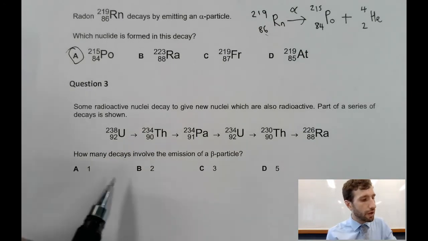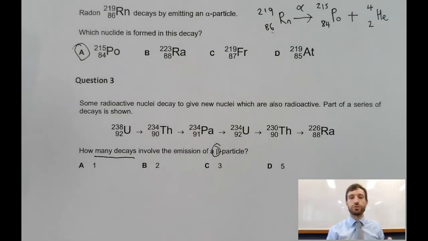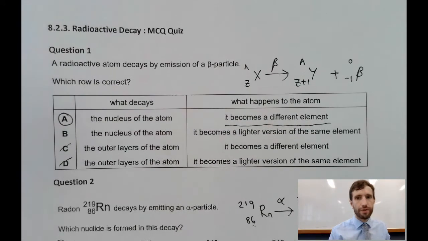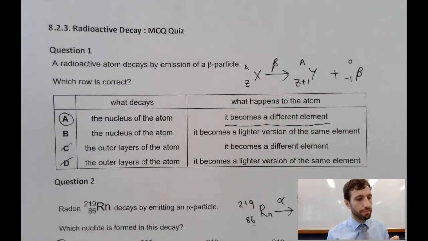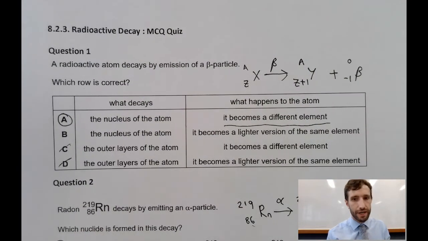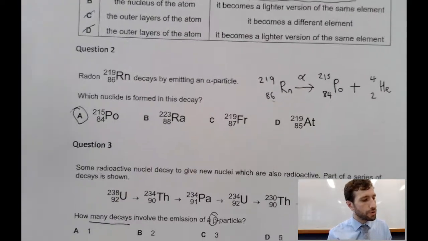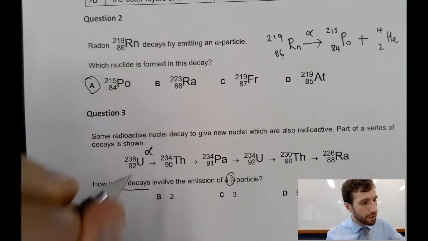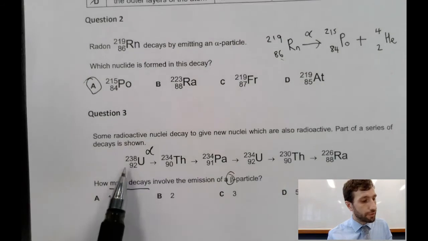We're asked how many decays involve the emission of a beta particle. So not alpha, beta. All right, let's have a look. Remember, in beta decay, and we'll just bring it right back to the front here, we're looking for an increase in the proton number. In alpha decay, as we saw in the previous example, the proton number goes down by 2. So this decay here, for example, uranium to thorium must be alpha because we've gone down by 2.